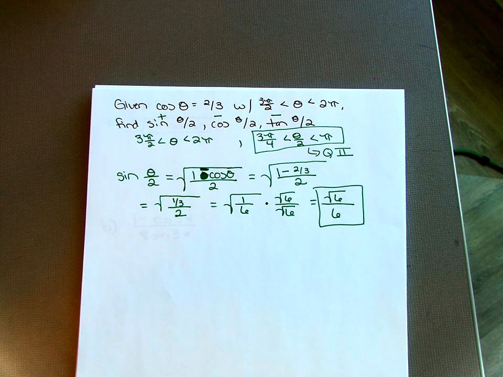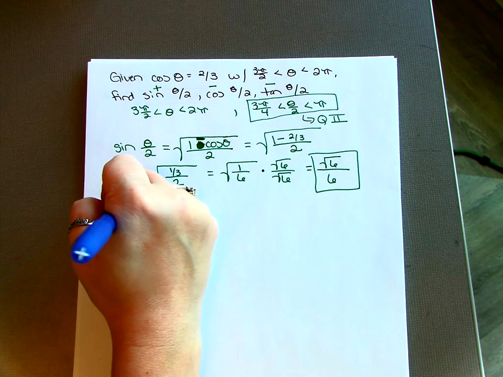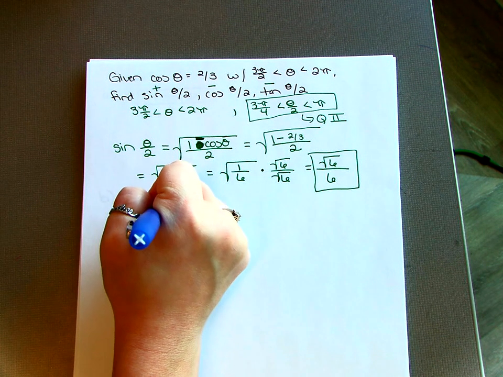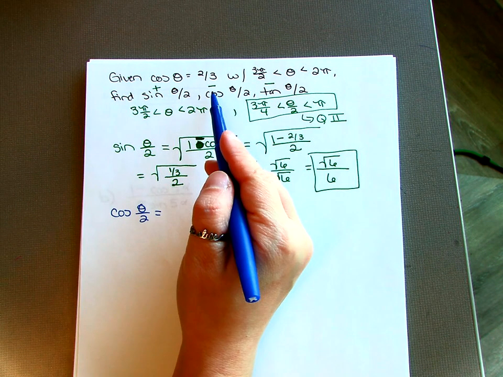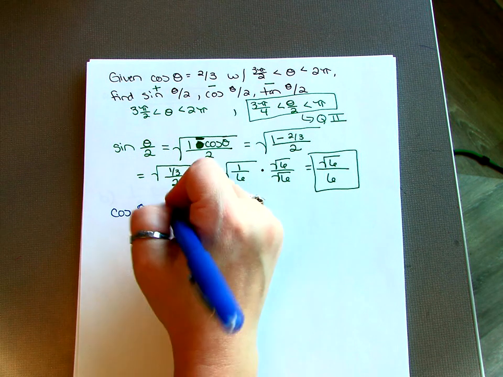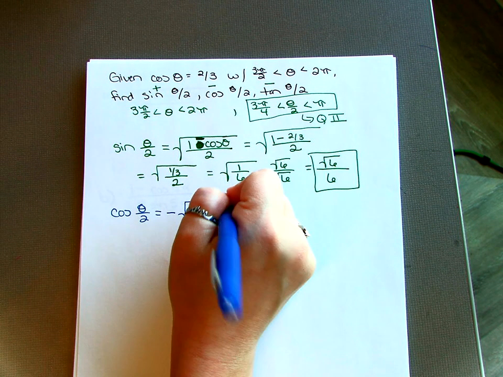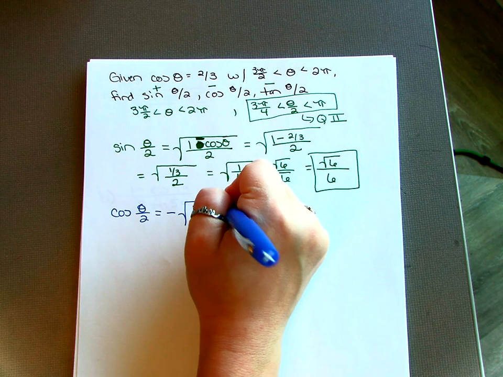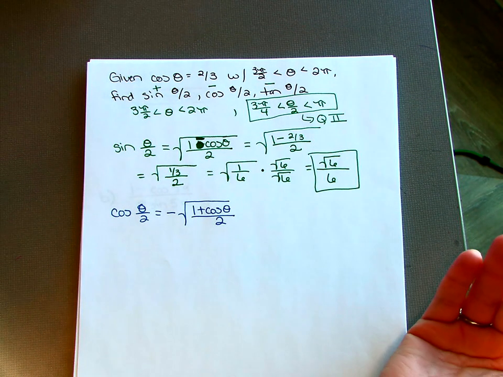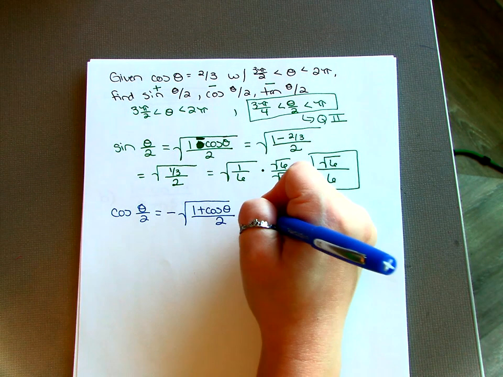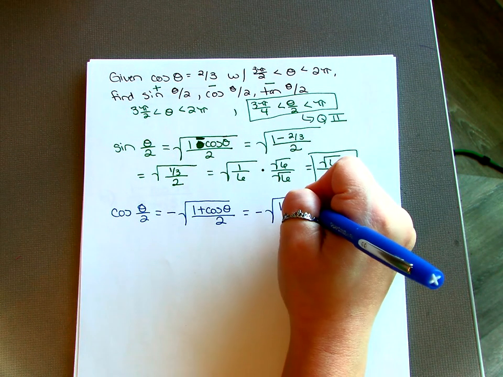Questions on that one? On any of the steps? Okay, let's look at cosine. Cosine of theta over 2 equals, if we look at our identity sheet, plus or minus, but we've already specified that it's going to be negative because we're in quadrant 2. So I'm just going to write minus, and then it's the radical of 1 plus cosine theta all over 2. So it's going to be very similar to what we just did. We have a minus, and then 1 plus cosine theta, which was 2/3, all over 2.